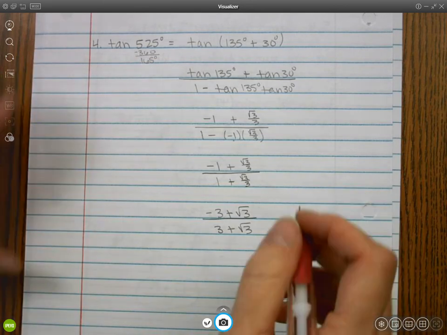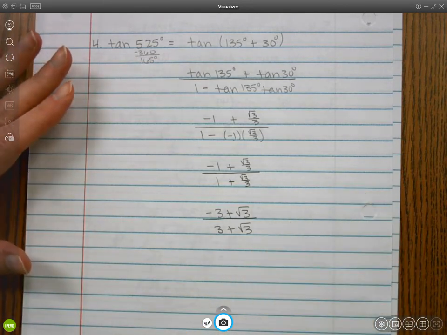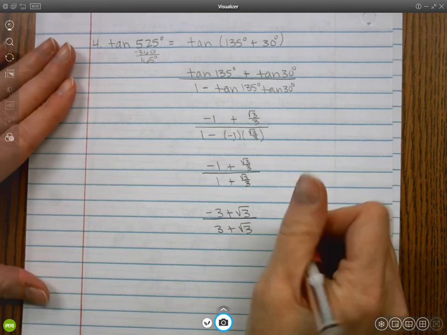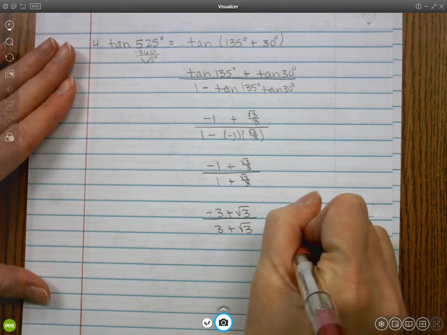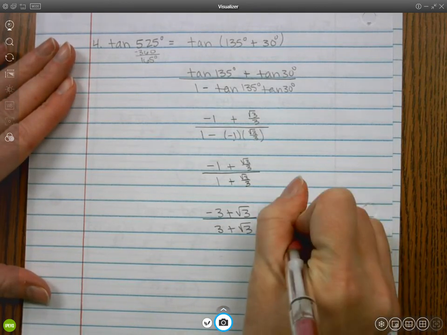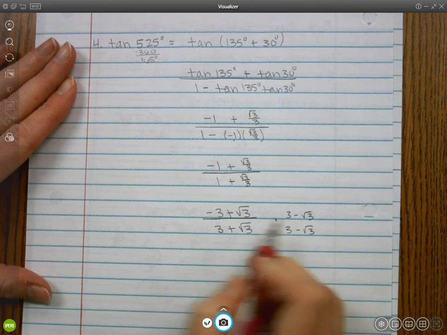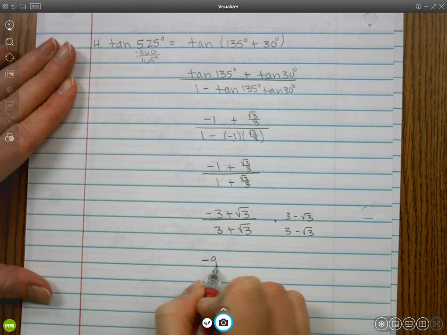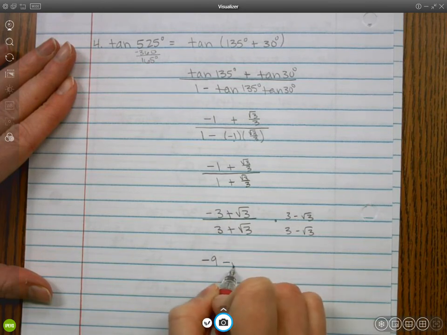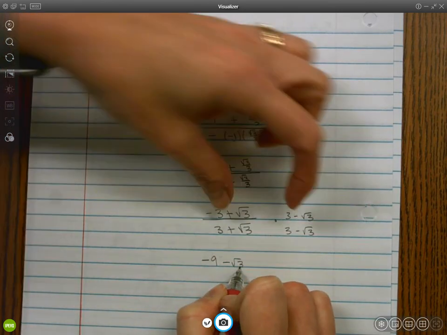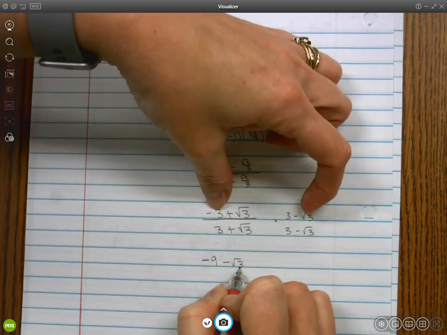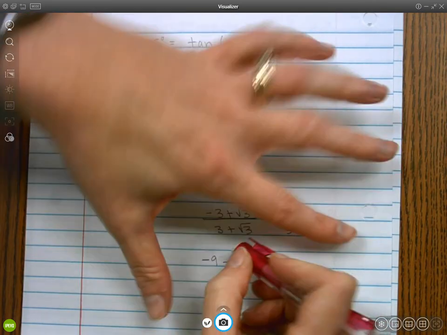Let me think about whether we really want to do this or not. Okay, so to rationalize the denominator, you multiply the top and the bottom by the conjugate of the bottom. So on top, we're going to get negative 9 minus root 3. No, hold on. Negative 9, that would be plus 3 root 3. What I just did.